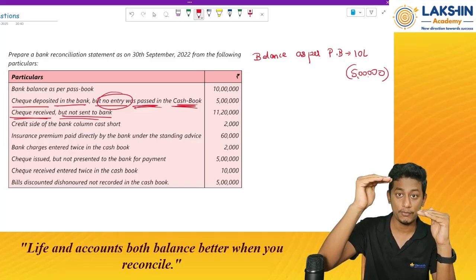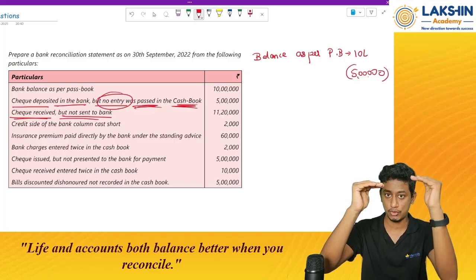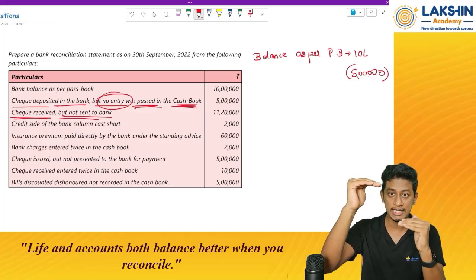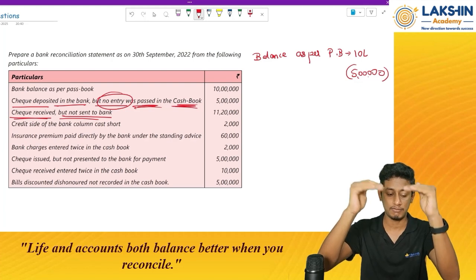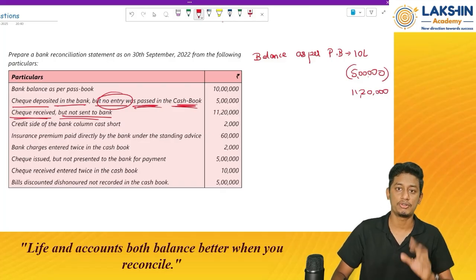So therefore what should I do? I should increase the passbook balance because I can move the passbook only and not touch the cash book. Increase the passbook balance to make it equal. So again, what to do? Add rupees 11 lakh 20,000. This is what you need to do.